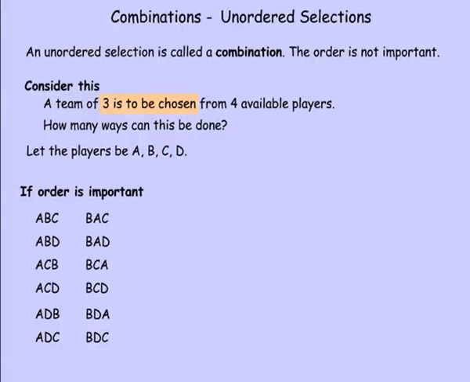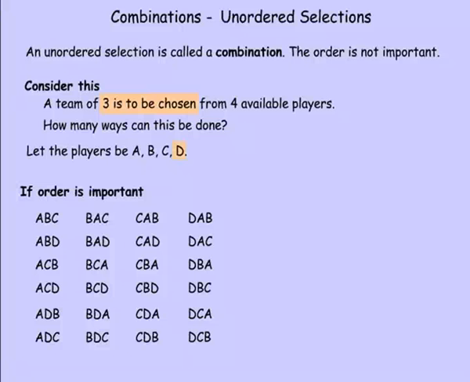Moving on to C. If C is chosen first, we could have CAB, CAD, CBA, CBD, CDA, and CDB. Then moving on to D, DAB, DAC, DBA, DBC, DCA, and finally DCB. So if order was important, we can see all of those selections. There will be 24 ways of that happening.